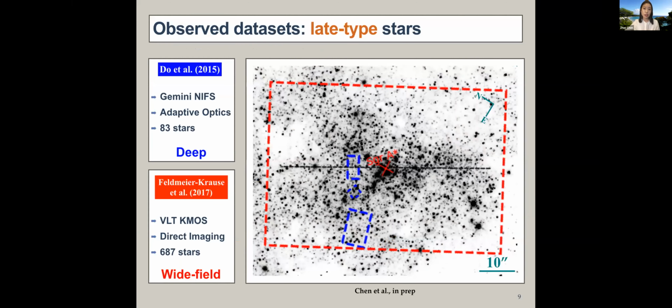And this is how these two data sets are spatially distributed. The blue regions are from the Gemini NIFS deep survey with adaptive optics and closer to the center. And the large red region is the VLT KMOS wide field survey.